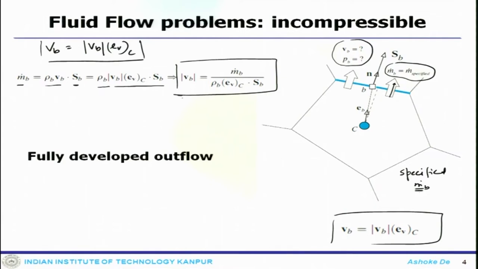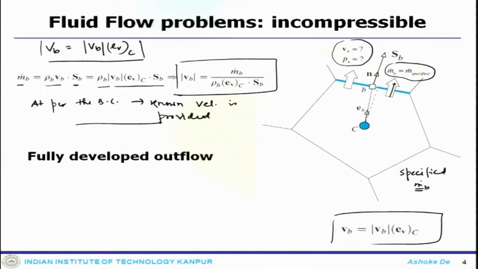And once you get this velocity, the coefficients will be at par with the boundary condition where a known velocity is provided. So, the rest of the calculation would be similar to where we have specified a velocity.